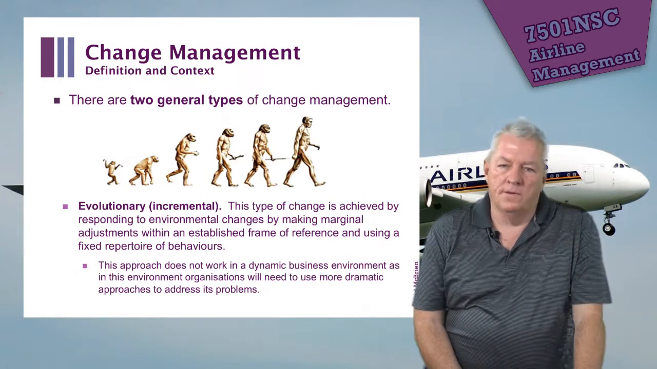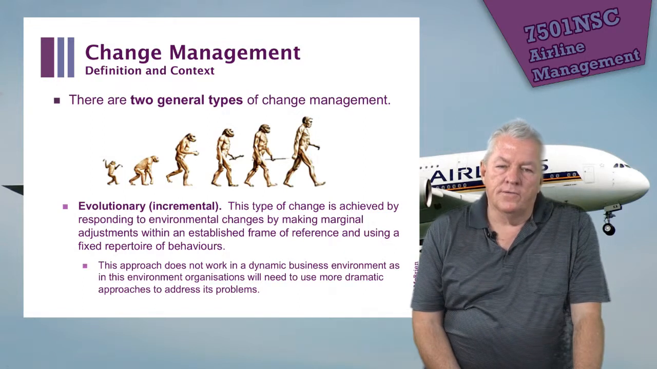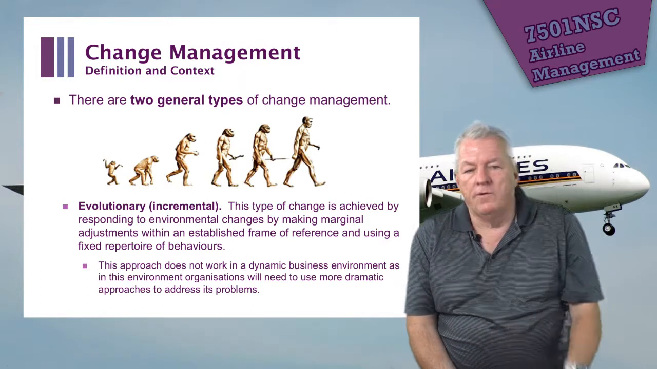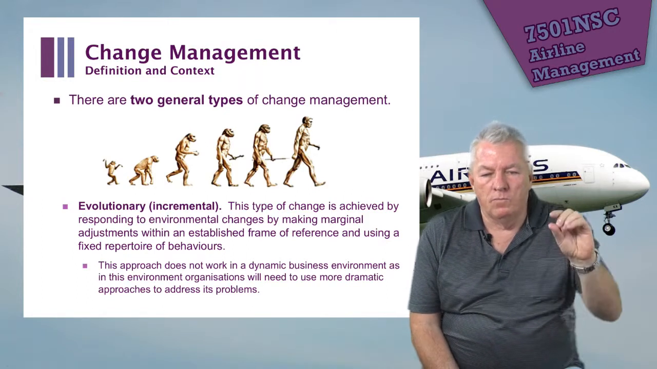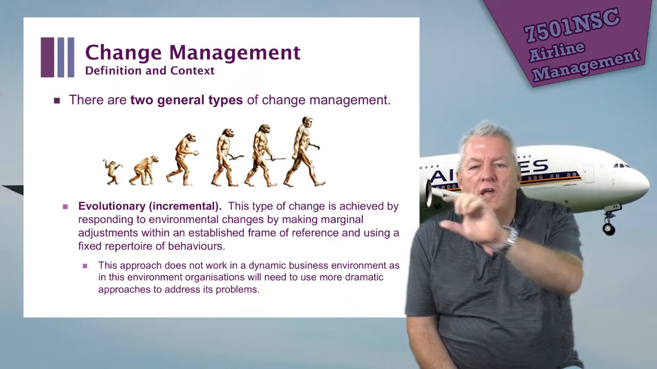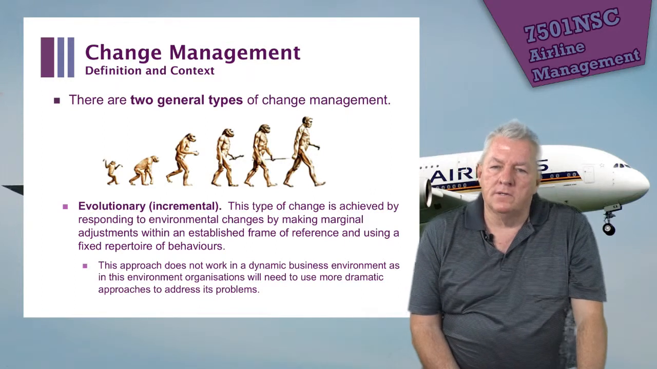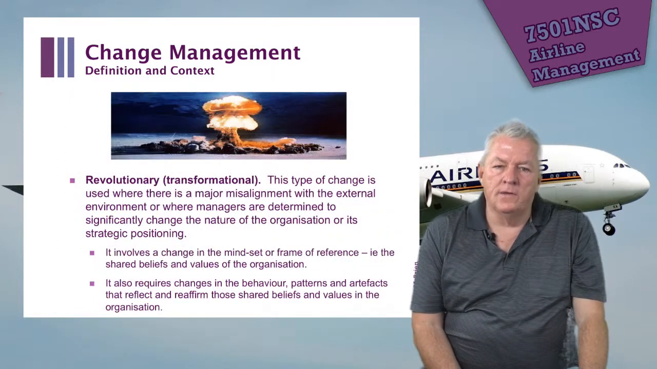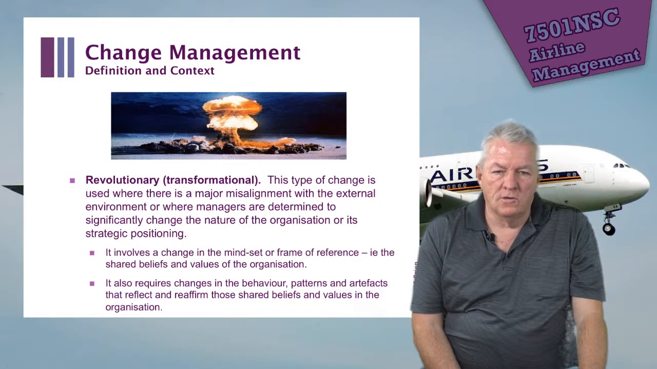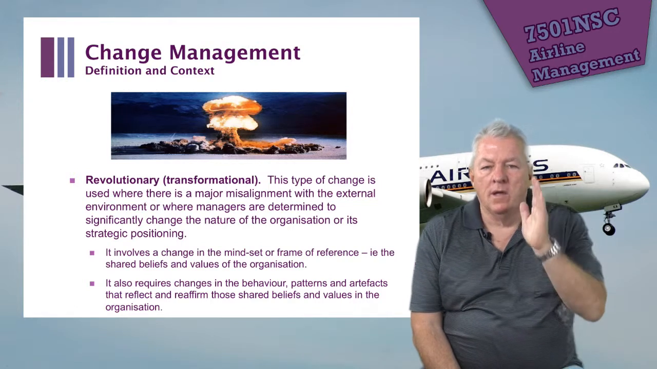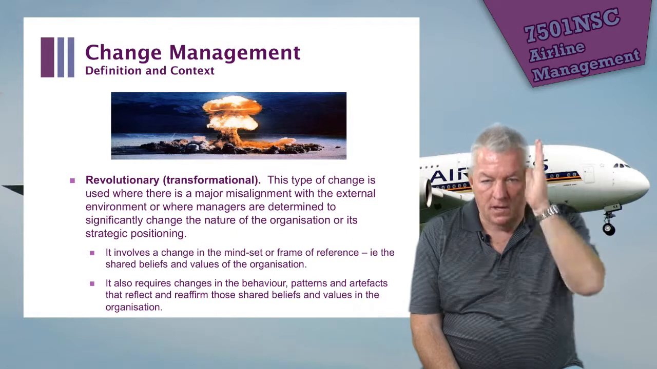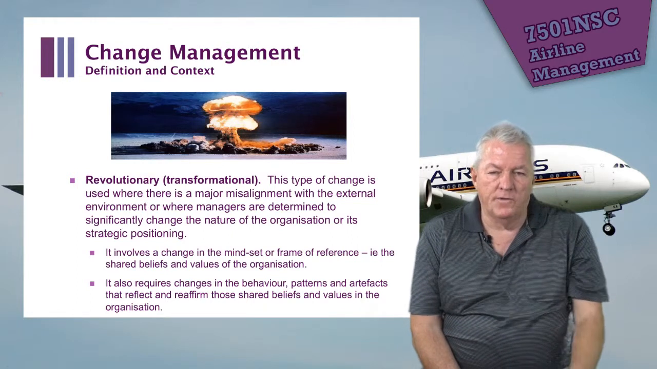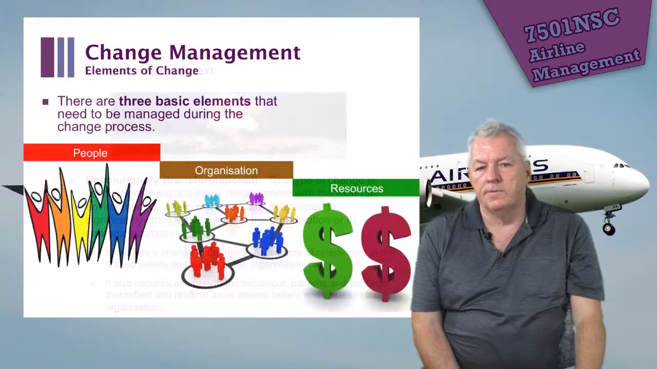There are two types of change. There's evolutionary change, or incremental change, some books call it, where we go from where the organisation is, slowly change and adapt it until it gets to the shape that we want it. And of course, the opposite to that is revolutionary or transformational change. That's like the Big Bang, where you come in and say let's change our direction, let's change our goals, let's change our organisation and so forth.